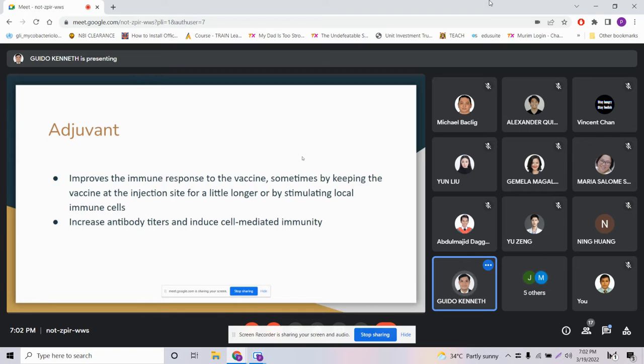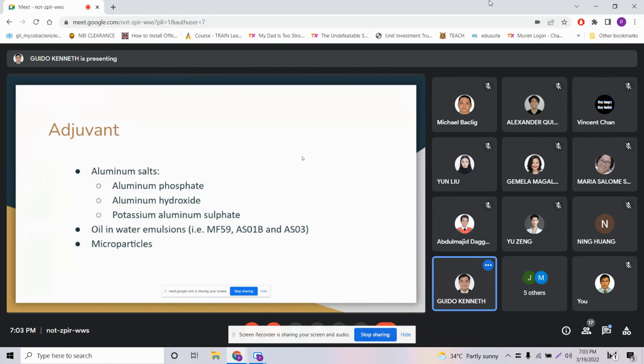Lastly, we now have adjuvant, which is a significant component of vaccines. Adjuvants improve the immune system's response to the vaccine, sometimes by keeping the vaccine at the injection site a little longer, or by stimulating local immune cells. In other words, adjuvant increases antibody titers and induces cell-mediated immunity.